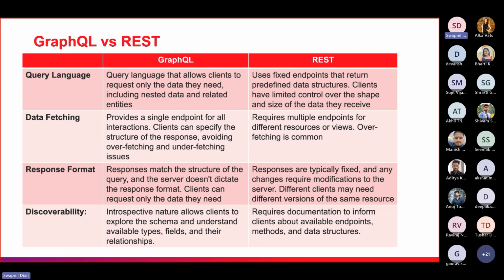Next is discoverability. The introspective nature allows the client to explore the schema and understand the available types, fields, and their relationships. While in REST, the client needs to read all the documentation if he needs information about the available endpoints, methods, and data structure. There are multiple other reasons or differences we can point out between GraphQL and REST APIs.